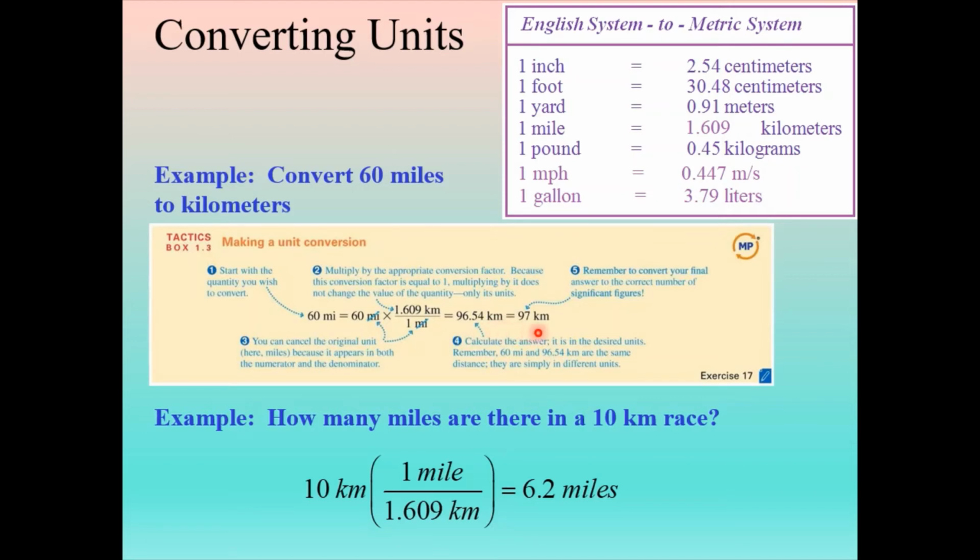We'll talk about significant figures later. This would be rounded to 97 kilometers because our initial distance was given with 2 significant figures. Let's not worry about that part right now. Let's just do a couple more examples here so you can see how to do this, and it's pretty simple once you get the hang of it.